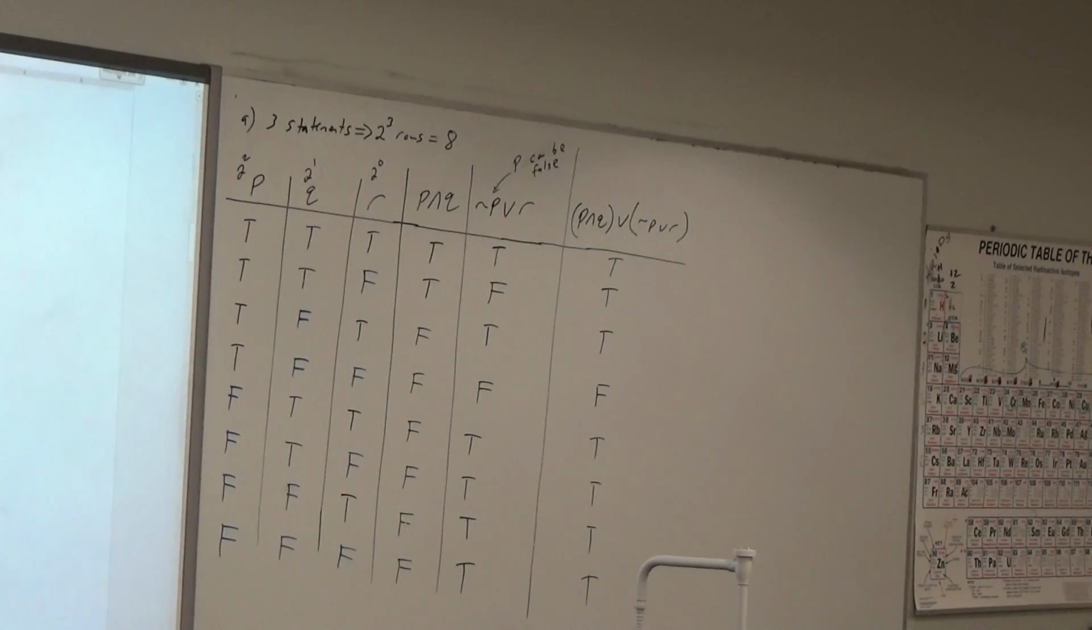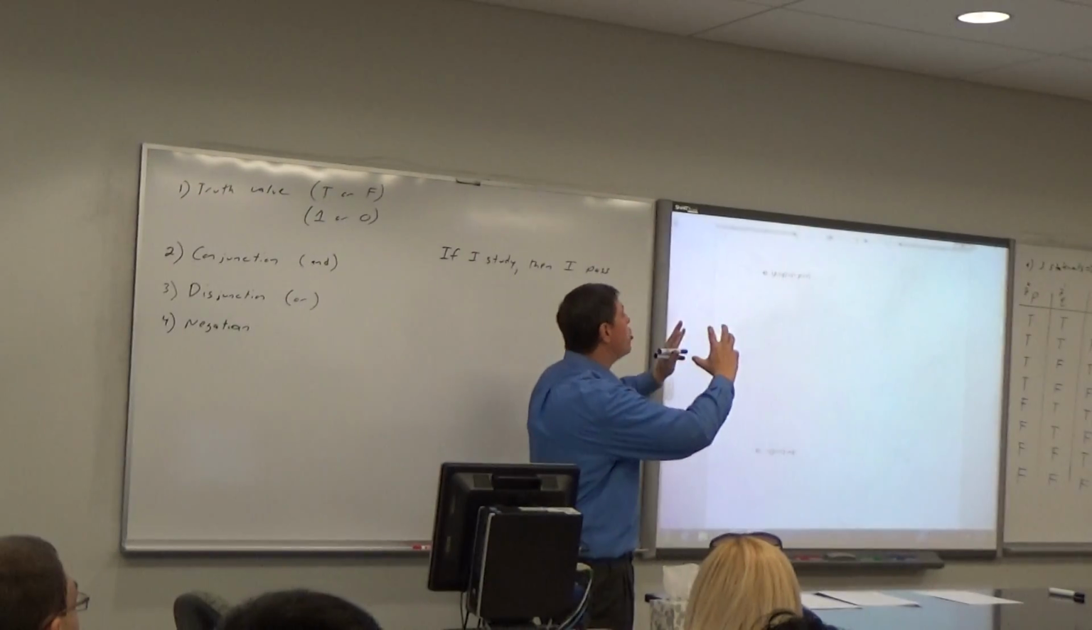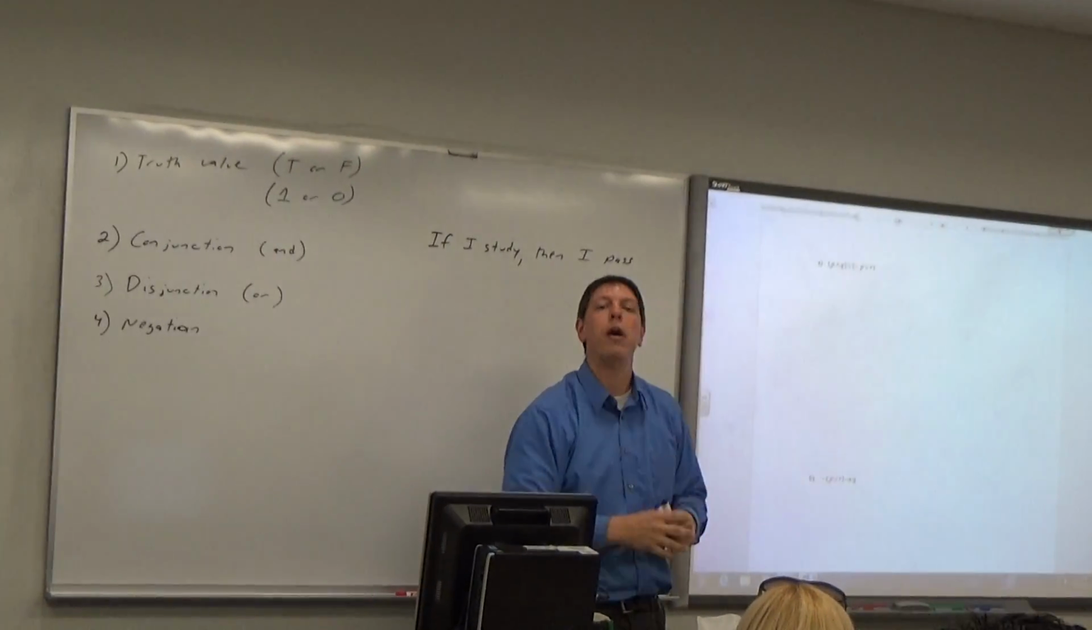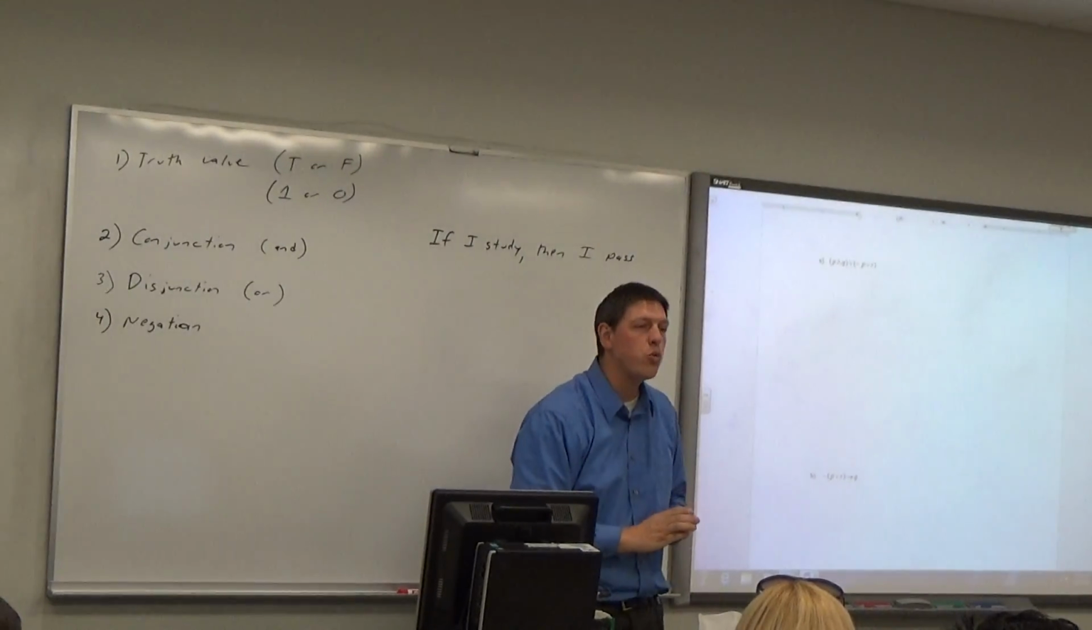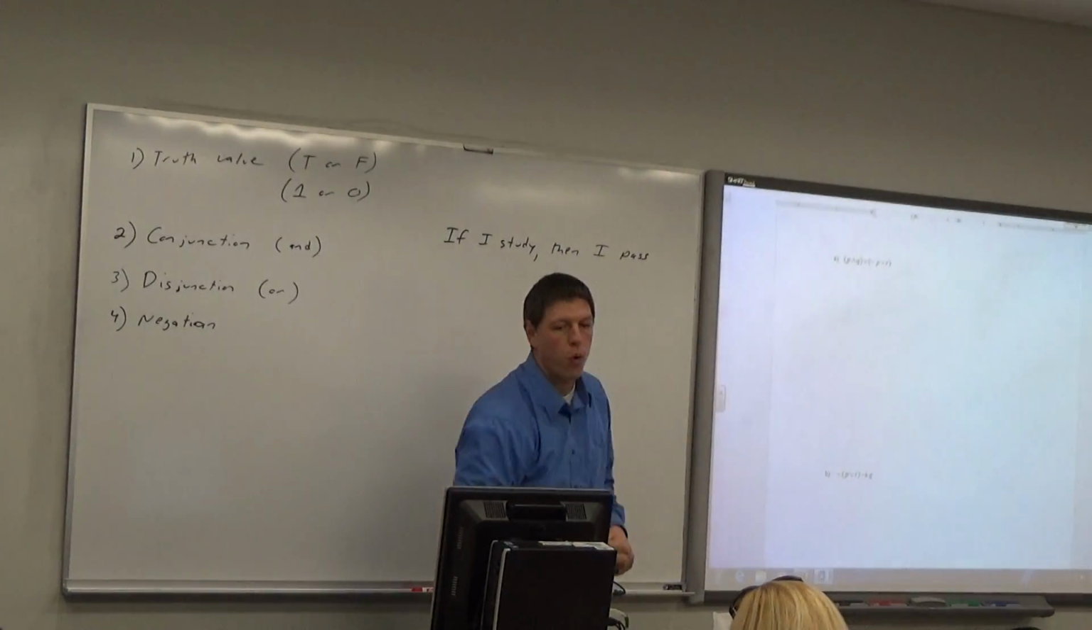Okay. Does this make sense, guys? Any questions? You work from the inside of parentheses and then you just keep growing your statement form until you get to the end of it. It's not too difficult, but it's all predicated on those four tables that we looked at before.